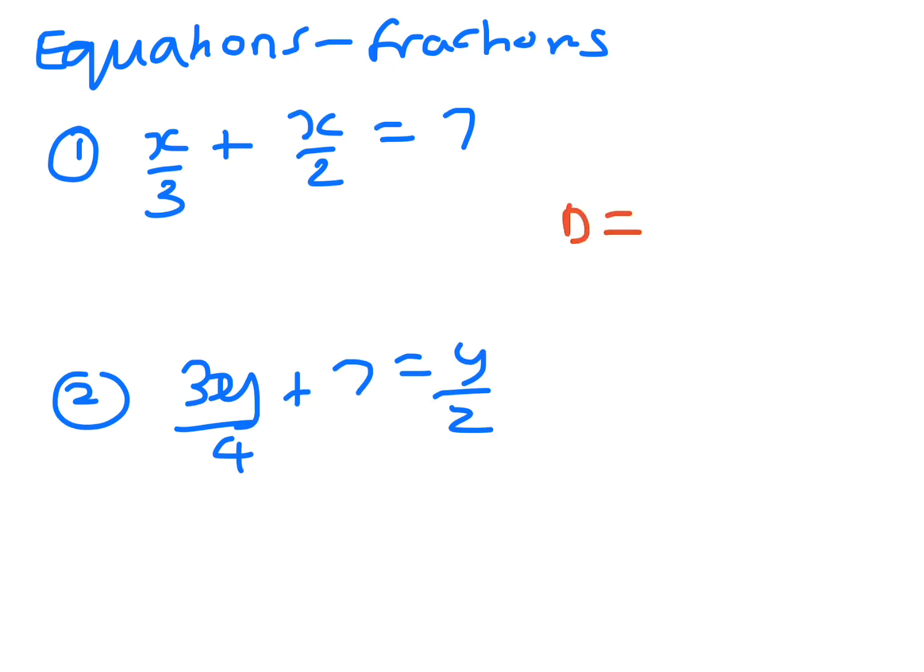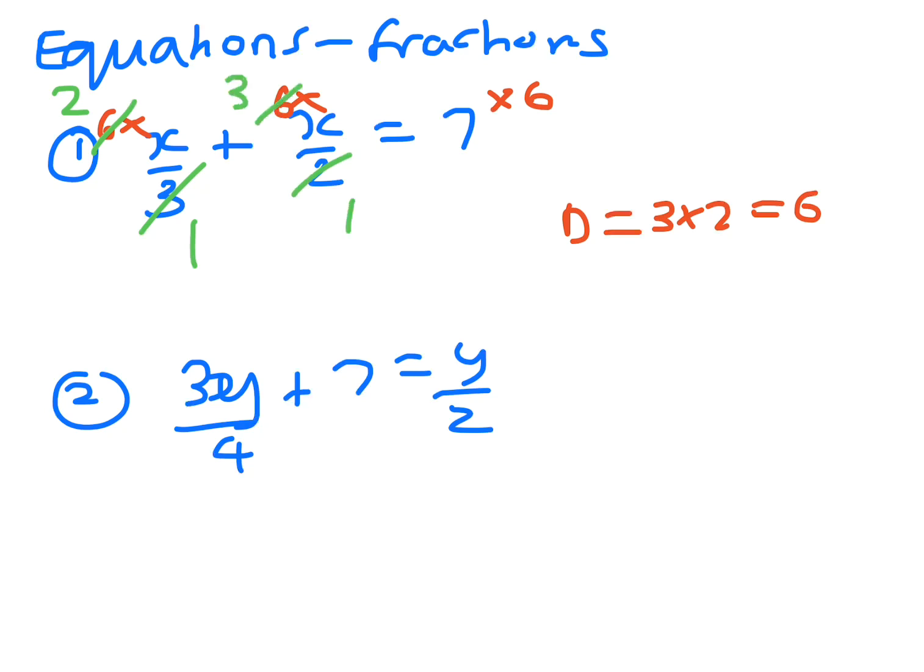So you get the common denominator, which is 3 times 2 or 6. Multiply everything by the common denominator. And then what you do is you can cancel. So 3 goes into 3 once, into 6 twice. 2 goes into 2 once, into 6 3 times. And then you times by the denominator, and then you need to simplify.